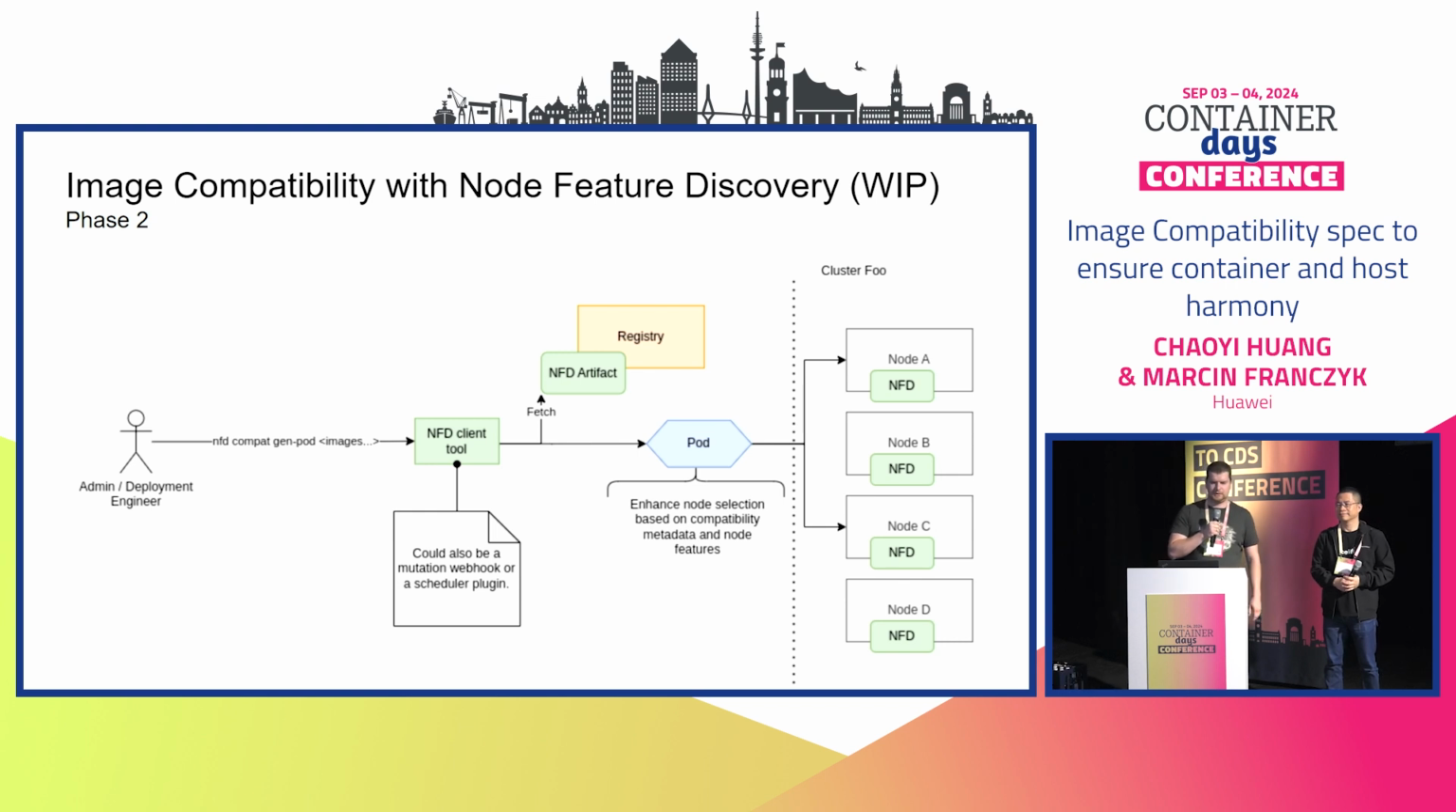And phase two is mostly where we still try to figure out how this would work with pods. Instead of the NFD client tool, you could have a mutation webhook or a scheduler plugin. Then you would be able to influence the node selector of the pod. But we don't want to put all the compatibility metadata that resides in the artifact onto pods, because you would have a lot of labels there. So we thought to use node feature as custom resources of NFD: you have some kind of requirements, and NFD will do its magic and annotate all nodes that fit the requirements with one label, and you could use that one label for node scheduling.